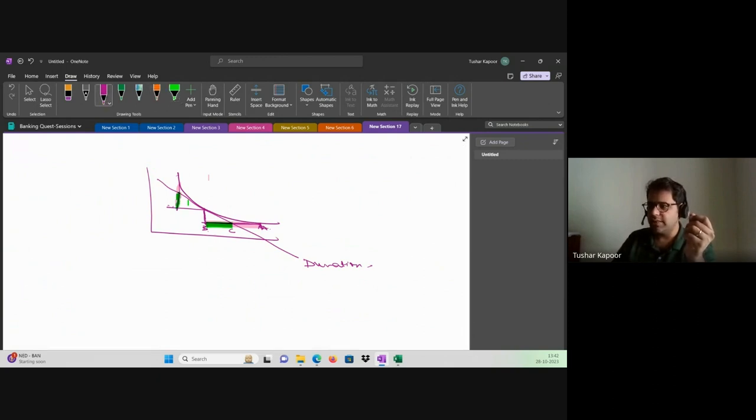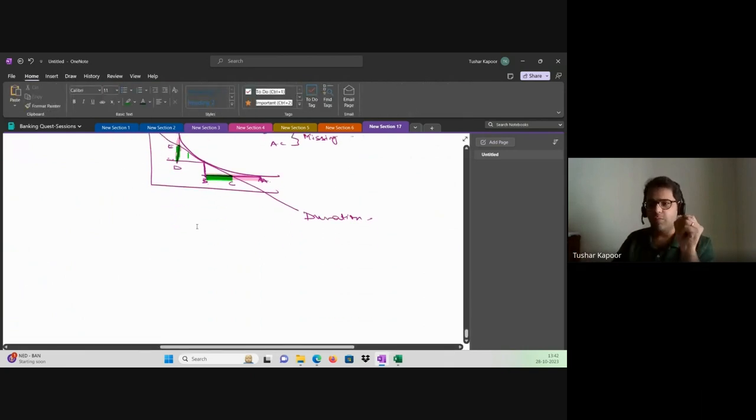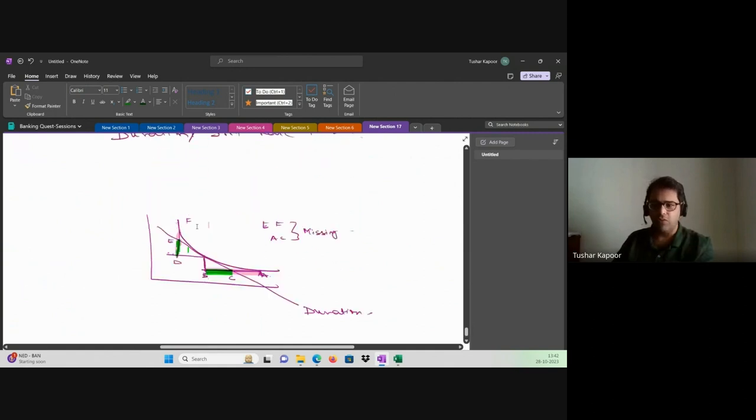So let me call this ABC. I'll call it DEF. So when I talk about the change in bond price, I'm missing the EF part. And here I'm missing the AC part. Both the parts I'm missing, which means in a way I am understating my effect. To correct for this, for a large change in yields, effectively, when there is a large change in yield, you need to combine it with the convexity effect.